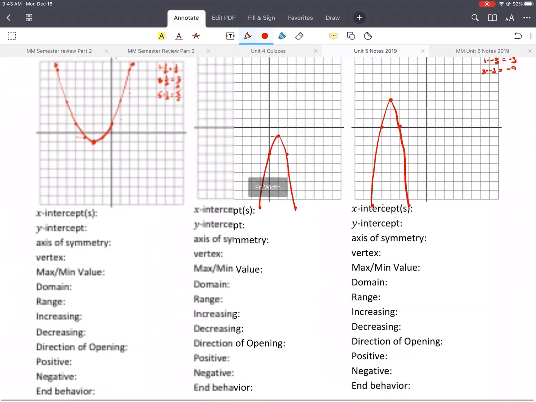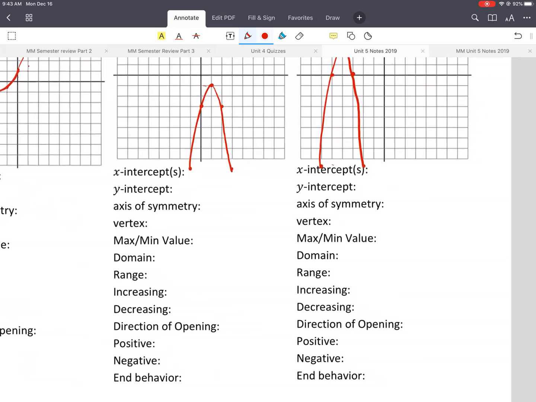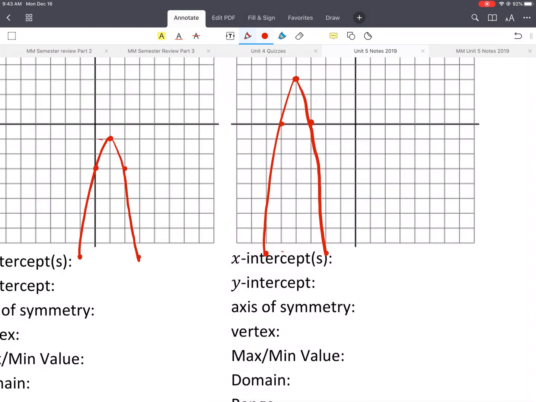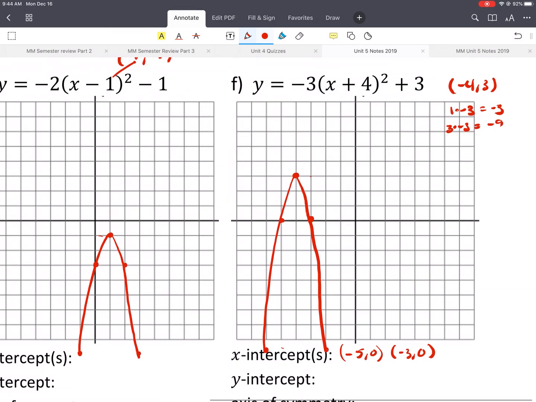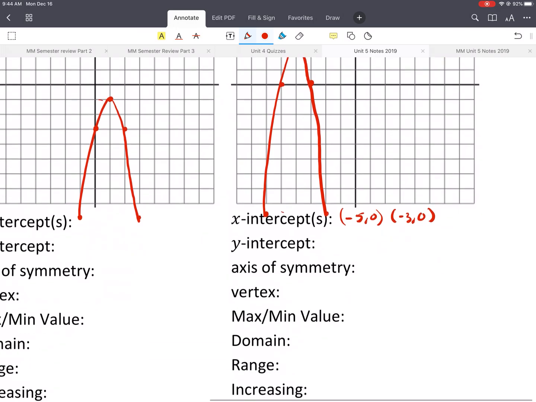Okay, and that's it. So I'm just going to have you go over maybe some of these key features. For this one, the x-intercepts would give us -5, 0 and -3, 0. The y-intercept is hard to find in this form, but if you switch to standard form, you could find it fairly easily, because in standard form, C is the y-intercept. We haven't talked about switching forms yet, so we'll skip that for later.